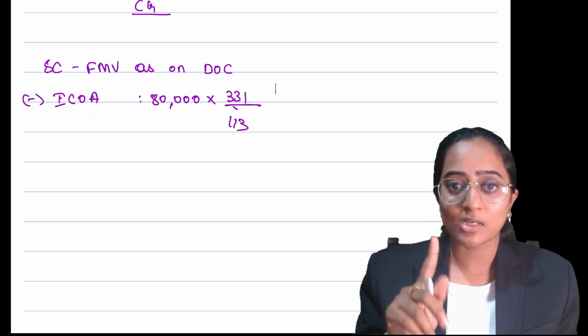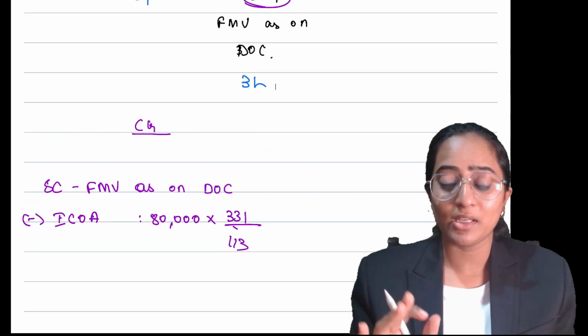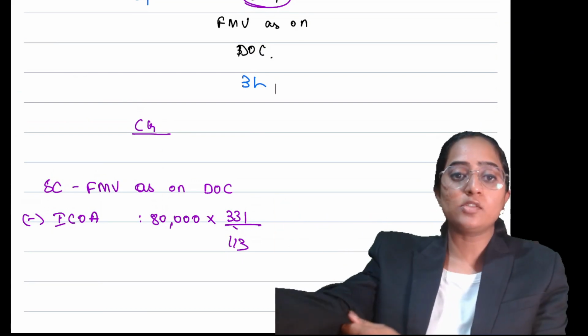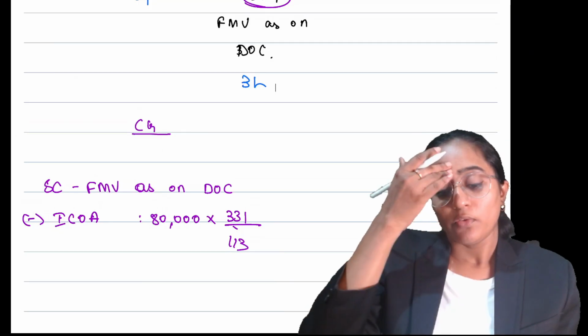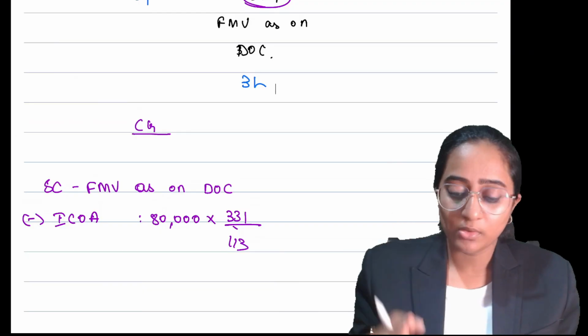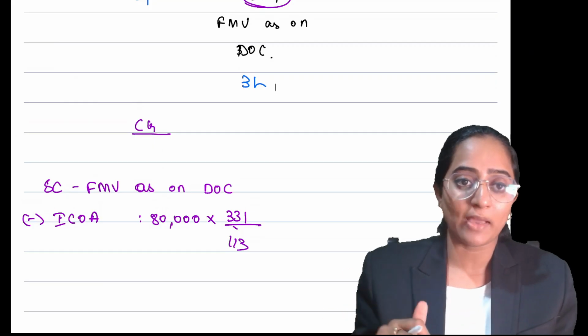If you don't know, watch those classes and then come back. I've just taken the indexation point very straightly, assuming you guys already know the concept of indexation. If you don't know, please go and come back. Okay, fair market value as on the date of conversion. This 80,000 into 331 divided by 113 is the indexed cost of acquisition.